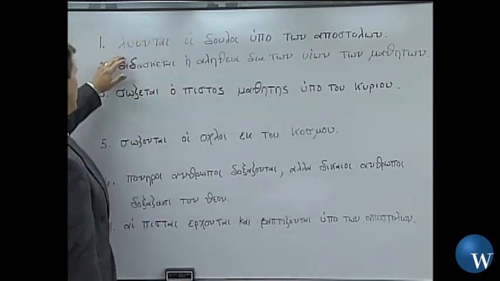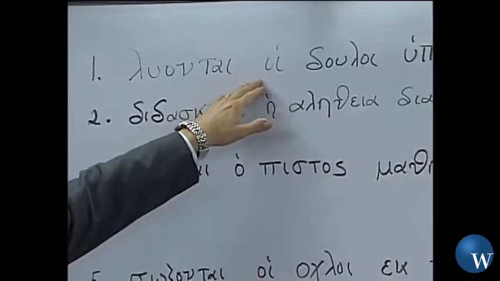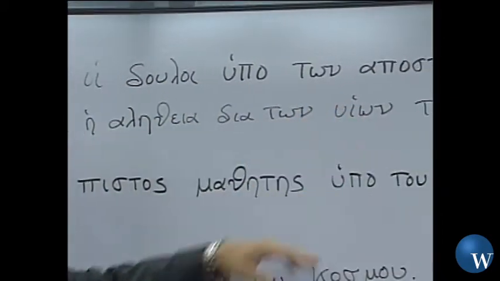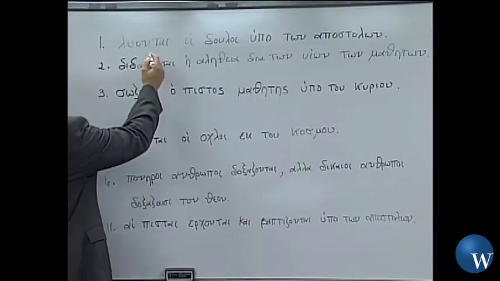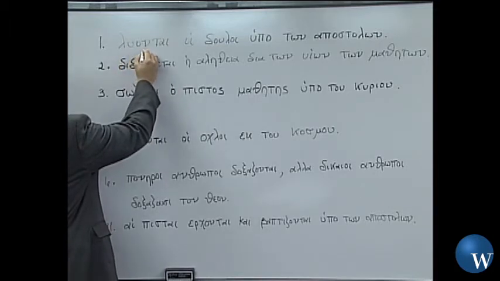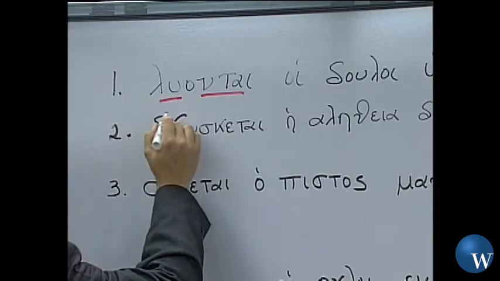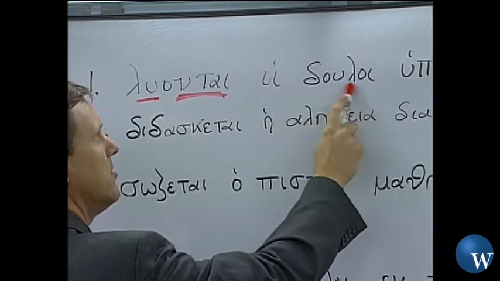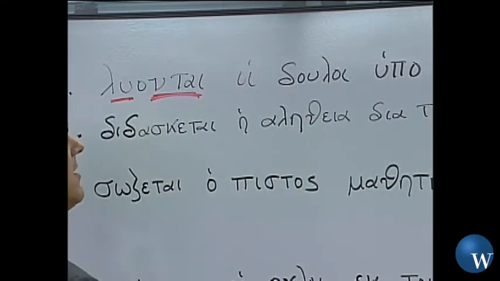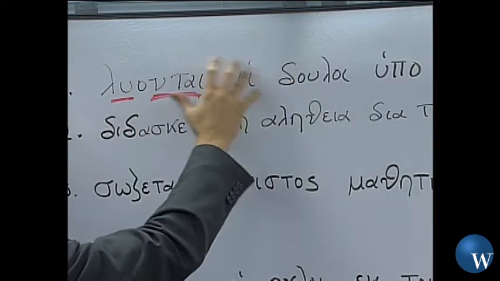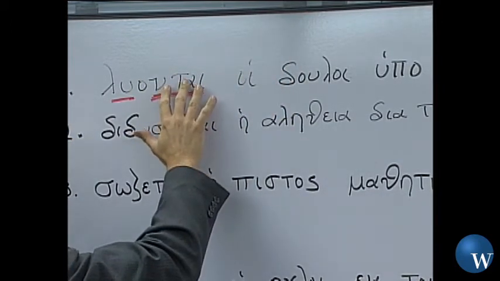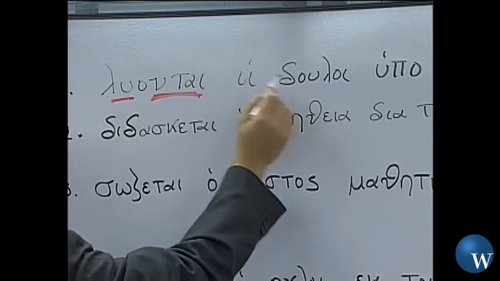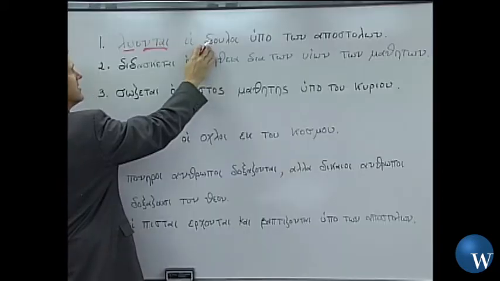Number one: luontai hoi douloi hupo ton apostolon. Well, right away, I see something here that ought to catch my eye. Here's my stem, lu, here's ontai, that's a middle or passive ending, and you say, well, which is it? Well, we'll have to determine by the context. Got to have a subject, here it is, hoi douloi, that is the slaves. So now we need to figure out how this verb is interacting with the subject of our sentence.